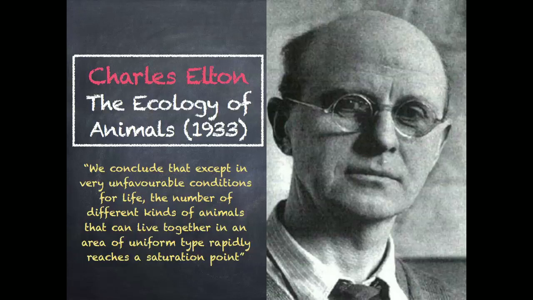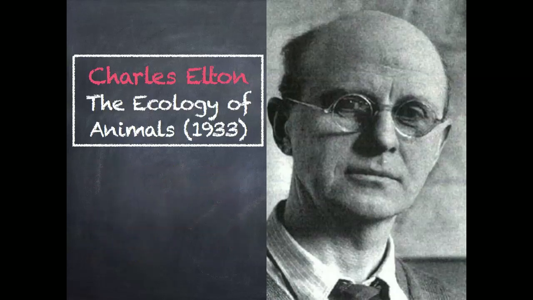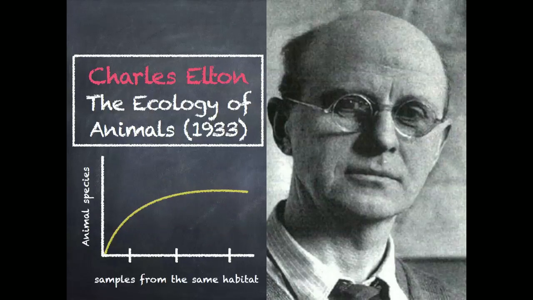One of the first people to actually use saturation in an ecological context was Charles Elton, in his 1933 book The Ecology of Animals. Here he asked how many animals of a similar kind can live together in a community. And he concluded that except in very unfavorable conditions for life, the number of different kinds of animals that can live together in an area of uniform type rapidly reaches a saturation point, which we can illustrate with this basic figure. So we see that there is a saturation of the animal species after going through a specific number of samples.